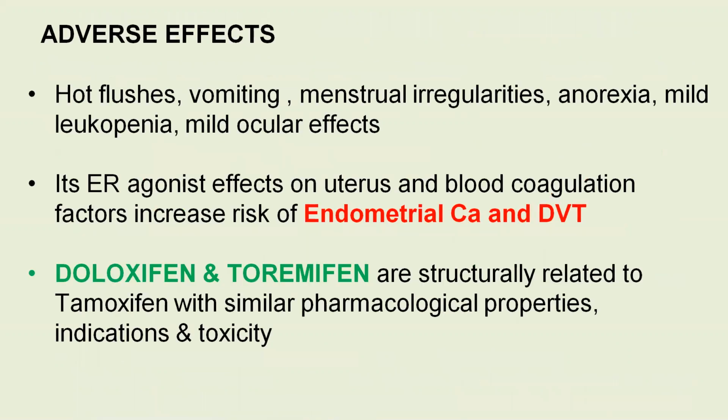Adverse effects are hot flushes, vomiting, menstrual irregularities, anorexia, mild leukopenia and mild ocular effects. The next two adverse effects you can explain by the agonist action on uterus and the blood coagulation factors. So estrogen increases the risk of endometrial cancer and deep vein thrombosis. Droloxifene and toremifene are structurally related to tamoxifen with similar pharmacological properties, indications and toxicity.